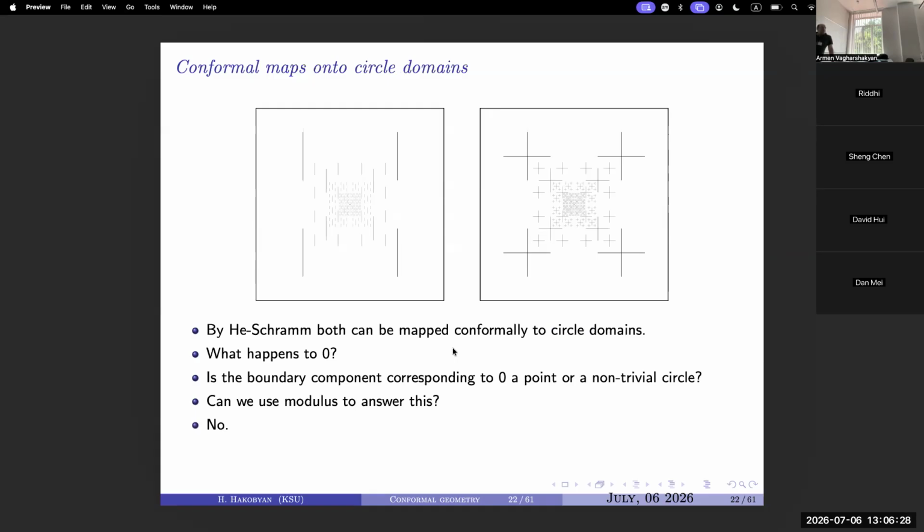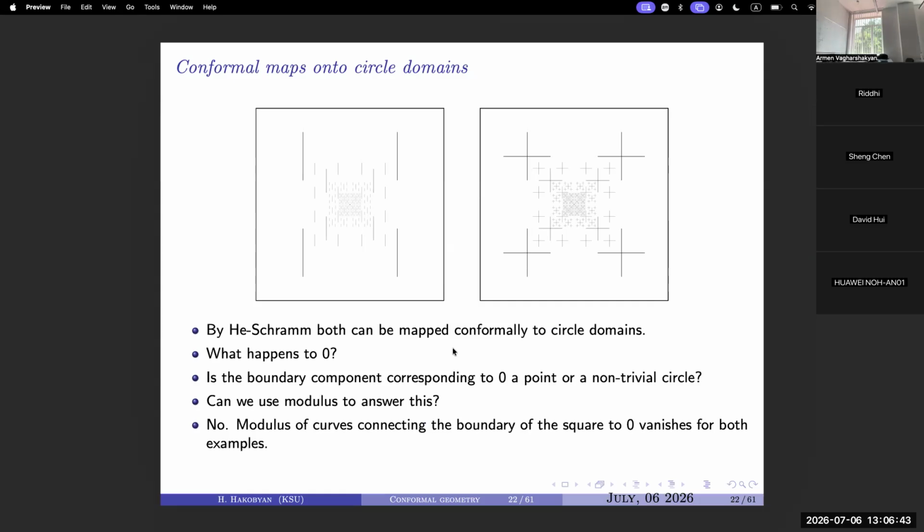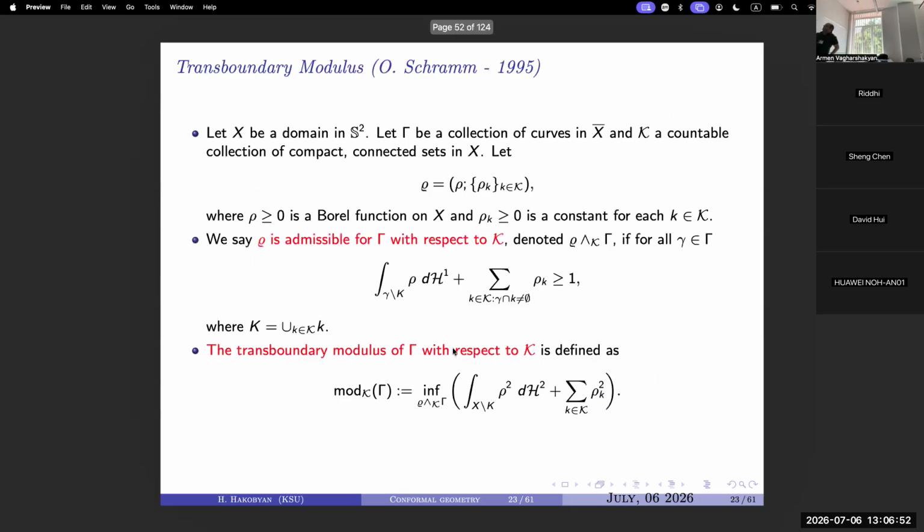What we have to use is a version of modulus called the transboundary modulus. The modulus of curves in both of these examples is going to be 0, because there are so many slits, or boundary components, that the curves cannot really reach the origin. So for this, we use transboundary modulus, due to Schramm. It's almost the same thing, but you add weights to all the boundary components. If your curve passes through a boundary component, you add a weight to it. That's the admissibility condition.